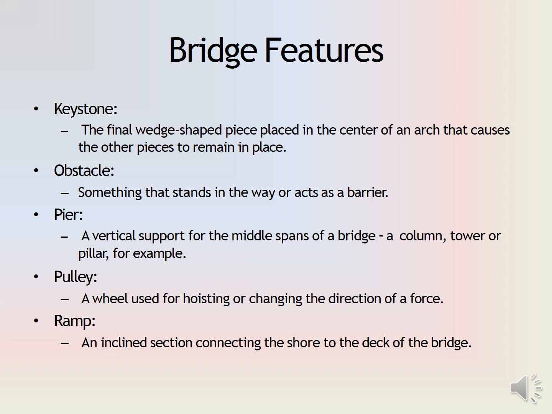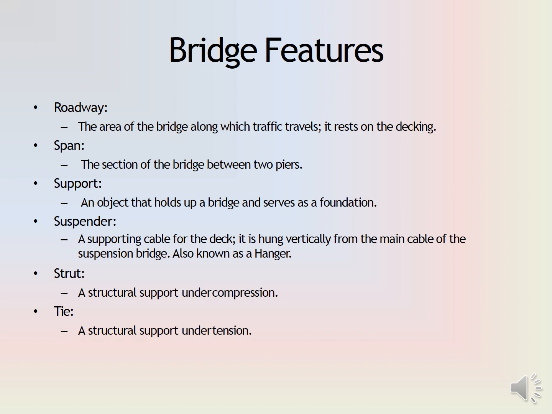Pier, a vertical support for the middle spans of a bridge, a column, tower or pillar for example. Pulley, a wheel used for hoisting or changing the direction of a force. Ramp, an inclined section connecting the shore to the deck of the bridge. Roadway, the area of the bridge along which traffic travels. It rests on the decking.